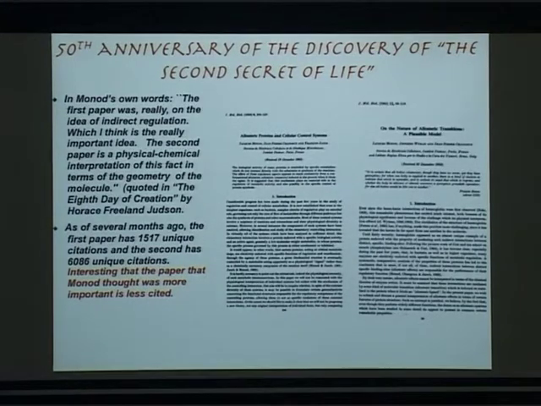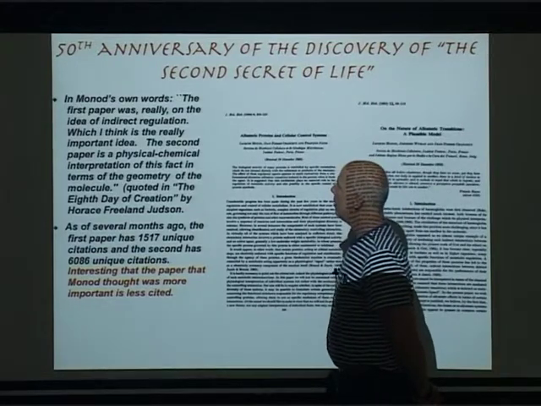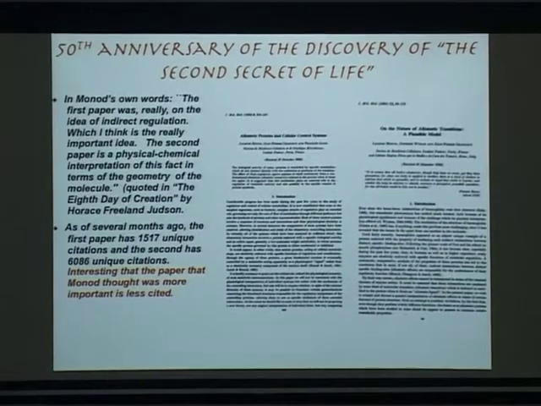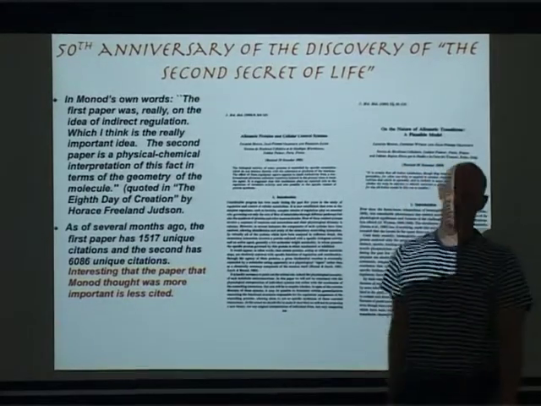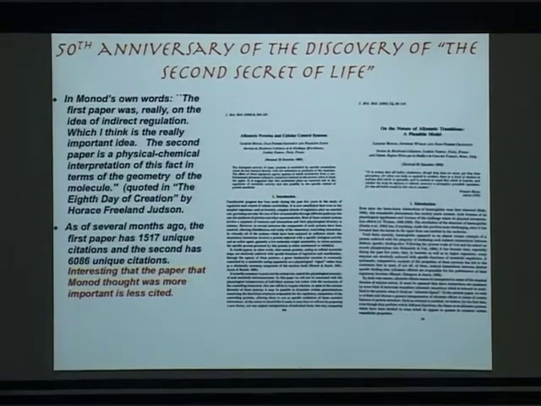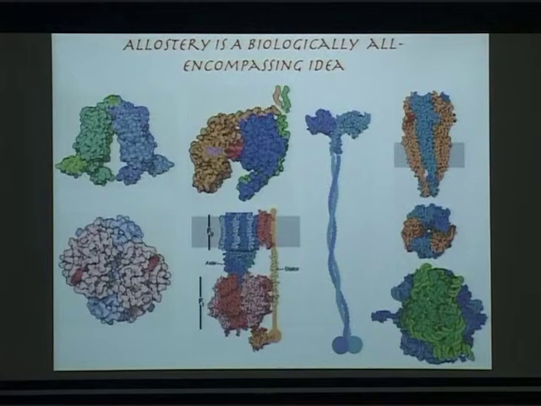Let me see what Monod has to say about it. He says the first paper was really on the idea of indirect regulation, which I think is the really important idea. The second paper is a physical-chemical interpretation of this fact in terms of the geometry of the molecule. As of several months ago, the first of these papers had about 1,500 unique citations. This one had around 6,000 unique citations. What I want to do is entertain you in part, and I also want to inspire you, if I can, with this model and its broad reach. So let's start with allostery.